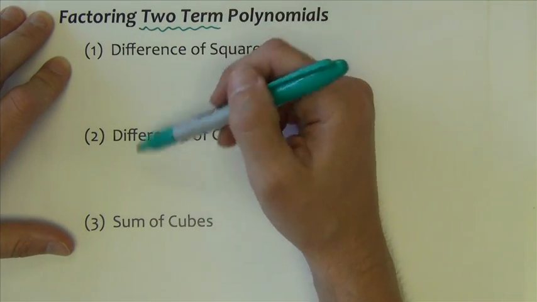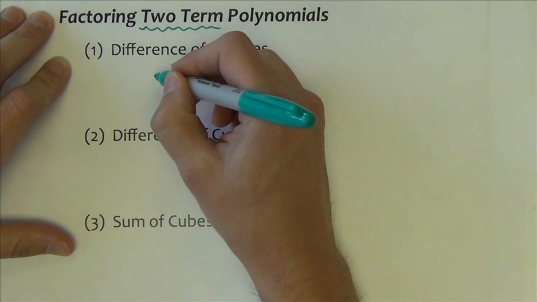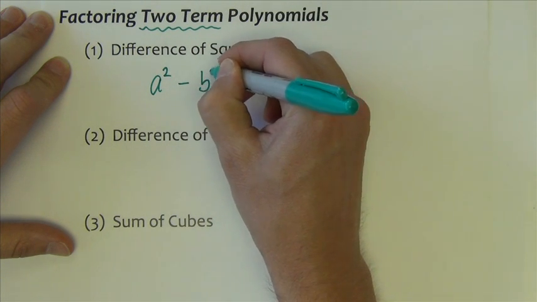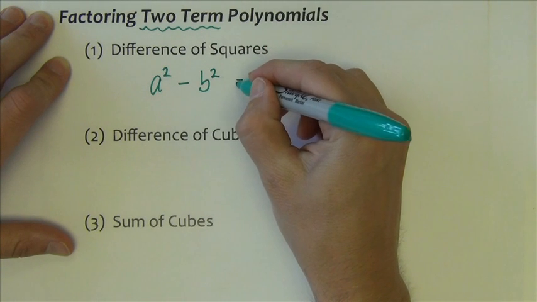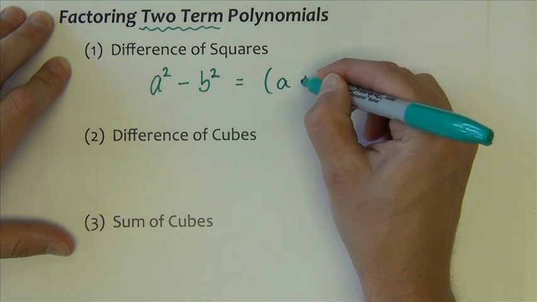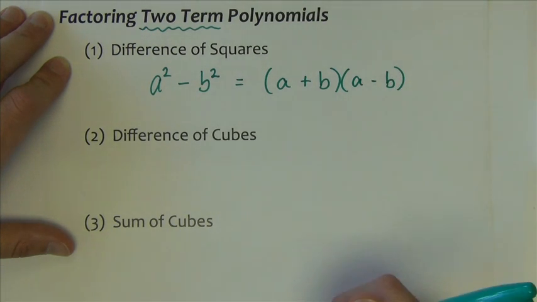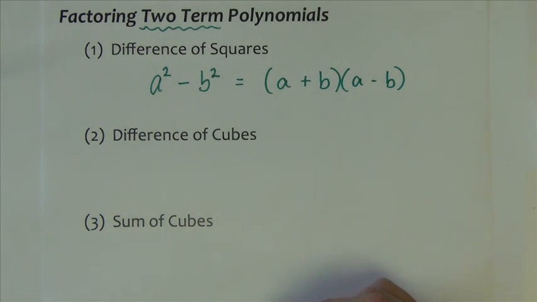So we have maybe 3 different formulas. The first one is called a difference of 2 squares, or a difference of squares. If I have a squared minus b squared, difference of course means subtraction, it factors this way: a plus b, a minus b. We've no doubt all seen that before, so that shouldn't be new to us. Let's go ahead and look at the example of that first, and then we'll come back to the other formulas.